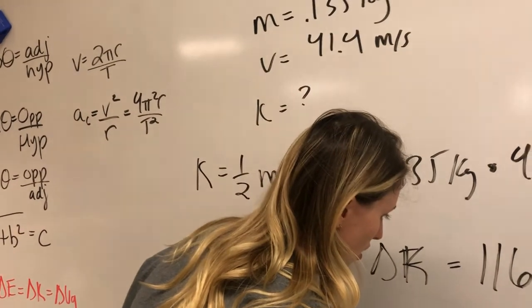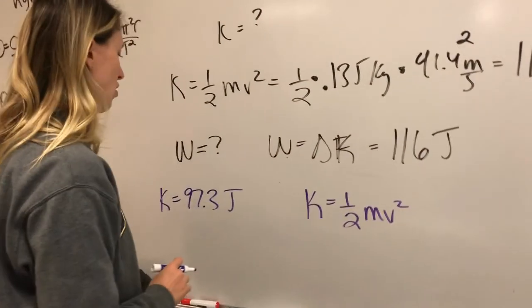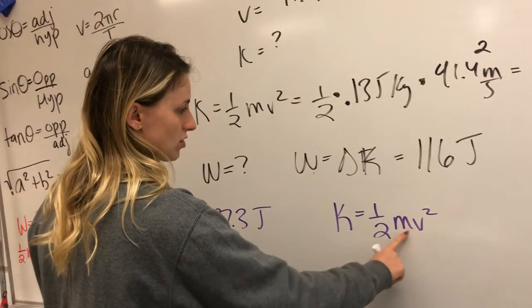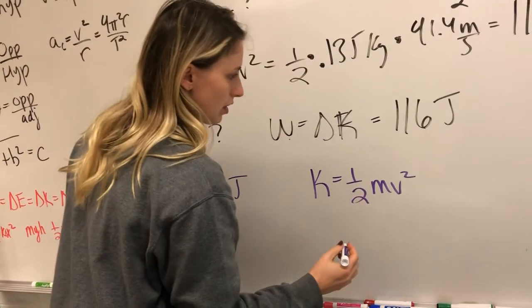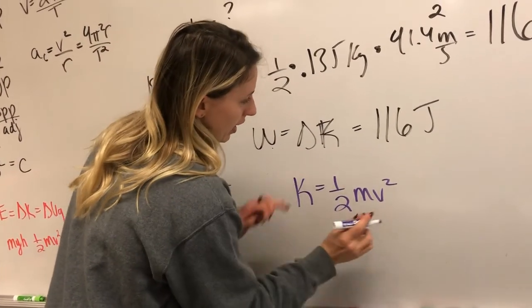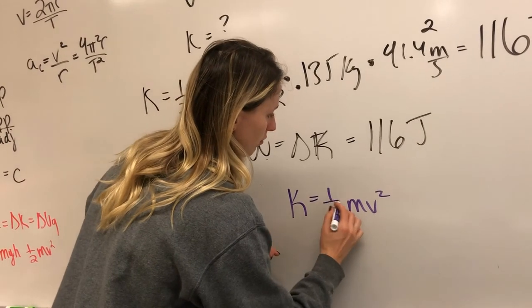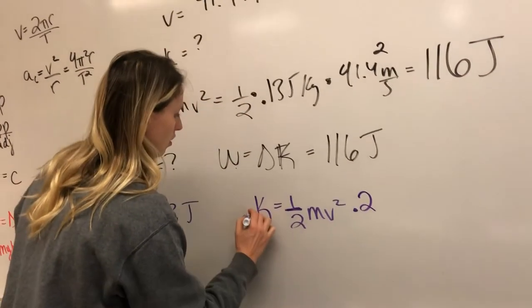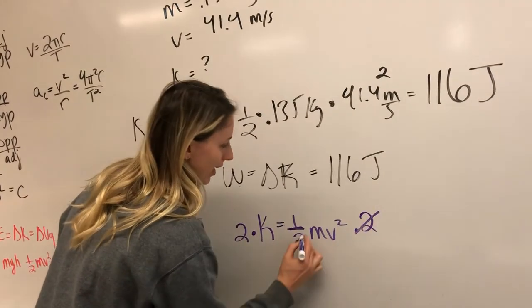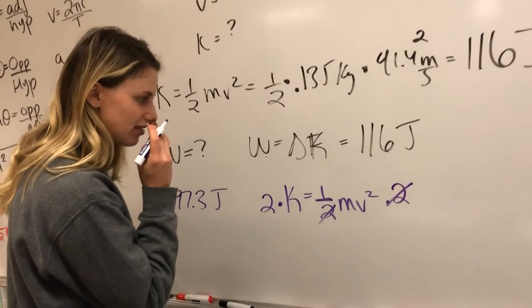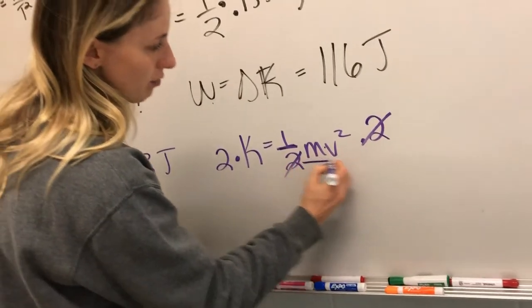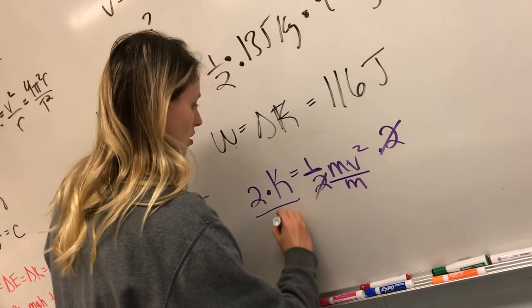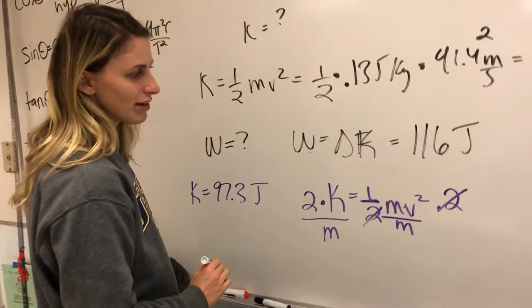We want to figure out how fast it's going because we've got kinetic energy and the mass. How do you get rid of the 1/2? In order to get rid of the 1/2, we do the opposite, which is multiply by 2 on both sides, because those are the rules of math. How do you get rid of the mass? Let's divide. Now we've got v squared left.